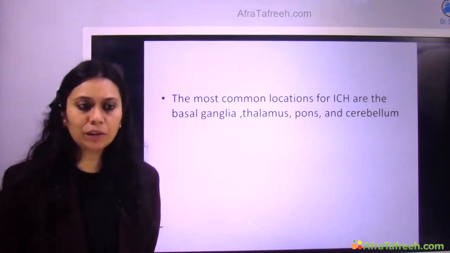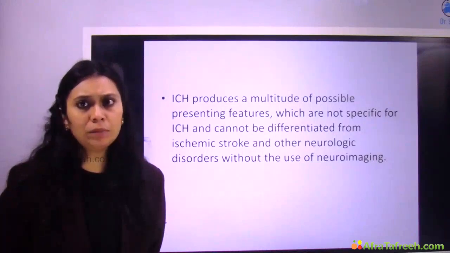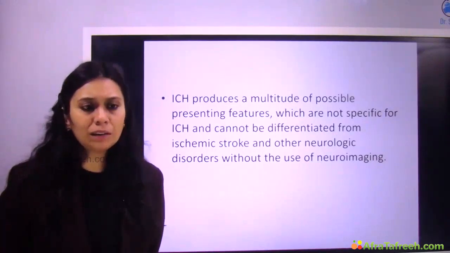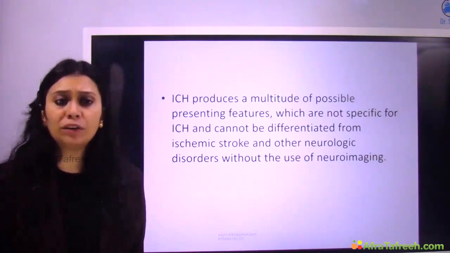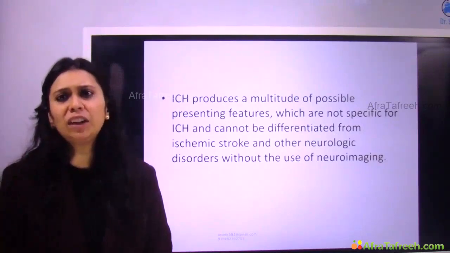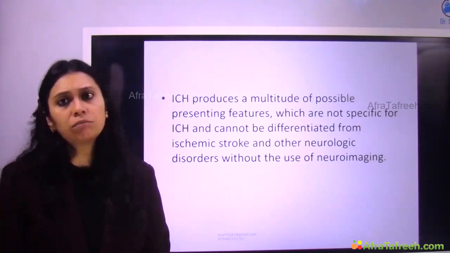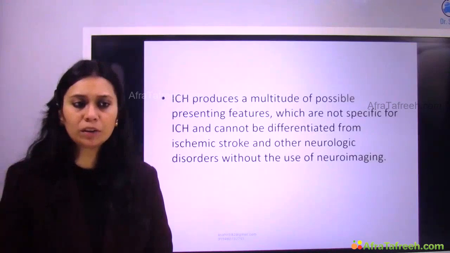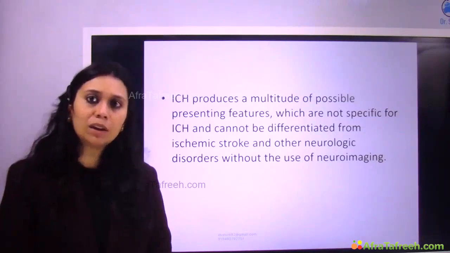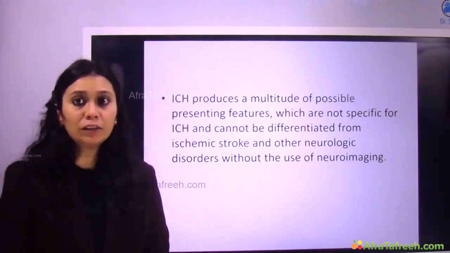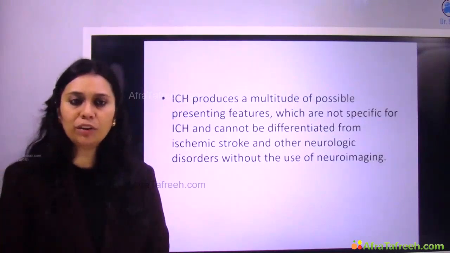Now, ICH produces multiple symptoms, and none of the symptoms are specific to intracranial hemorrhage. So it is very difficult to differentiate it from ischemic stroke, from acute meningitis or subarachnoid hemorrhage. The only thing which can differentiate ICH from other conditions producing headache with focal neurological symptoms and altered sensorium is neuroimaging.